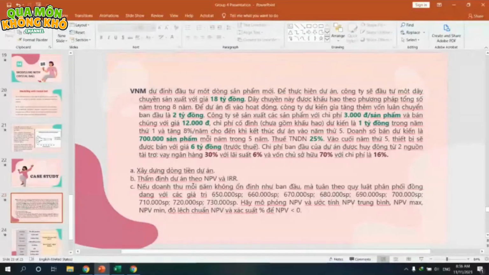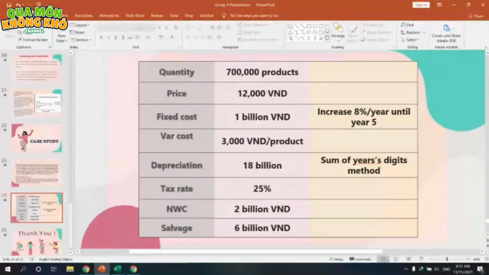And the requirement is to build the cash flow and also calculate the NPV and IRR. And it also says that the quantity is not fixed at 700,000 products per year, but distributed between 650,000 to 730,000 products. We need to simulate the NPV and calculate the average NPV, also the max, the min, and also calculate the probability of having a negative NPV. So here I have summarized all the figures that we need to calculate.